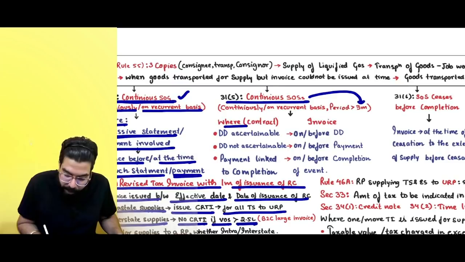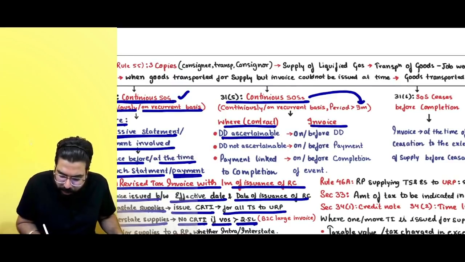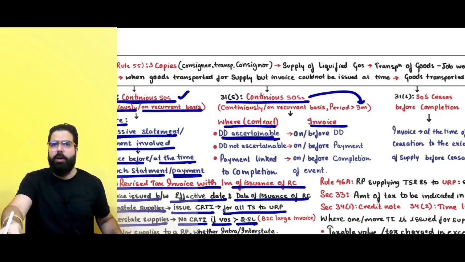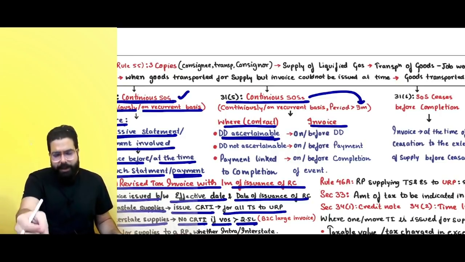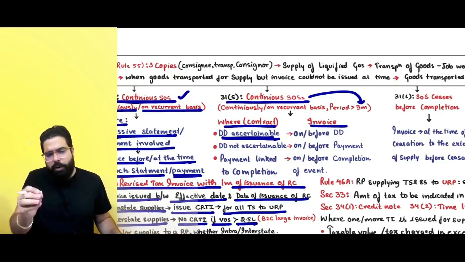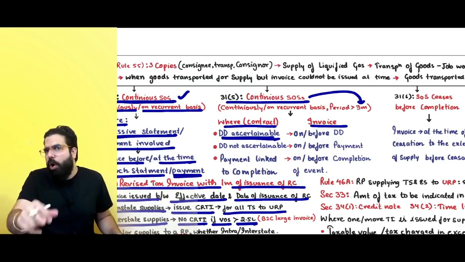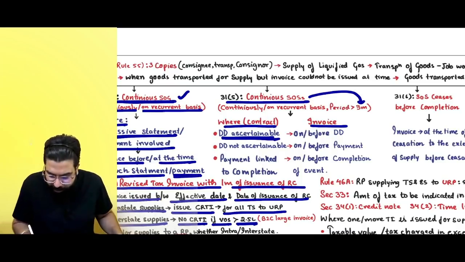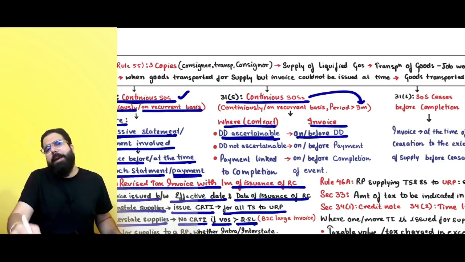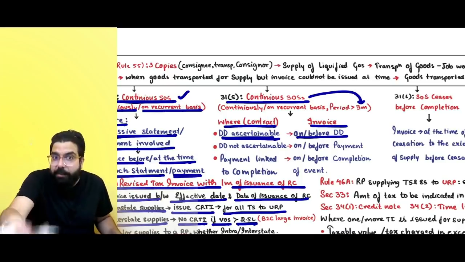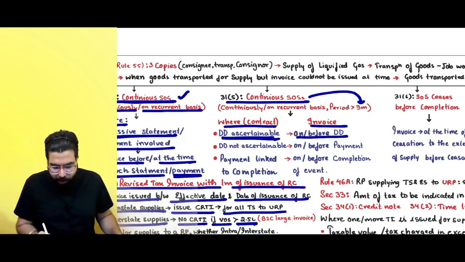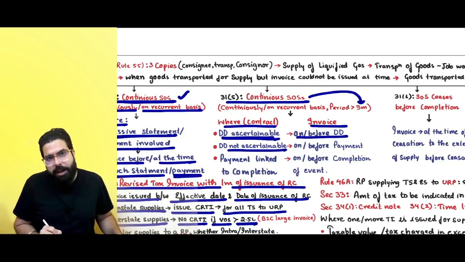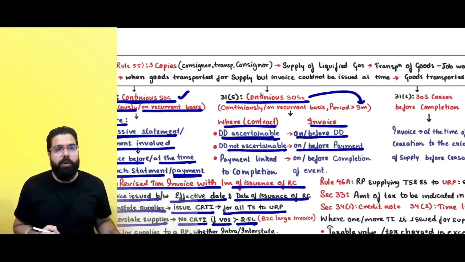So now, where the due date is ascertainable in the contract, it is told in the contract that on these due dates you will make the payment. Due date of payment is already there. On or before that due date, I should give you the invoice. Sir, if payment due dates are not there, then whenever you are making the payment, I should give you the invoice. Due date is not ascertainable as per the contract, then on or before the payment.